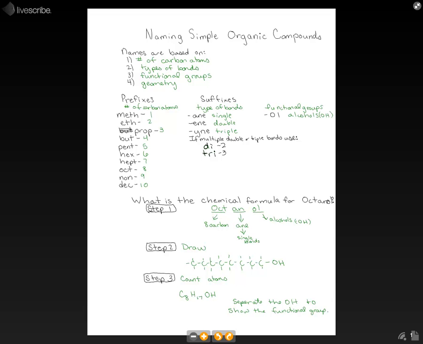And that's how you can name simple organic compounds. If you start with the name, you can get the formula, and you can even go vice versa.